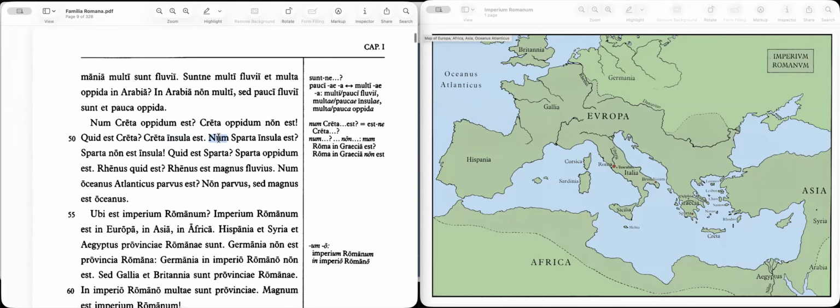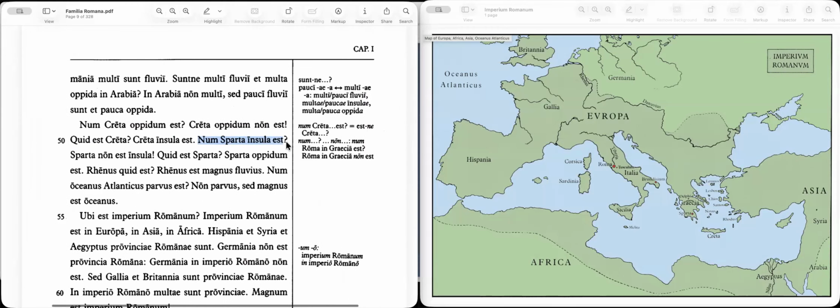So anyway, num Sparta insula est, Sparta non est insula. So just remember, if it begins with num, the answer is no, because the following phrase is false and the speaker expects it to be false. Any more questions on num?